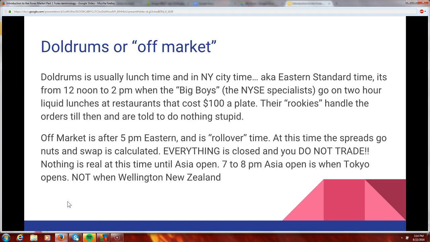All right. Now, off market is after 5 p.m. Eastern, and this is called the rollover time. At this time, the spreads usually go insane for about 1 or 2 minutes.